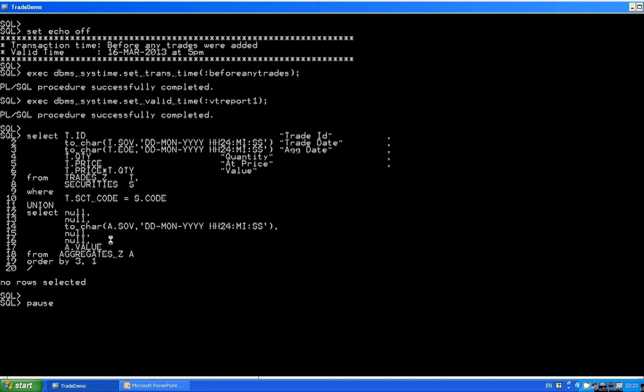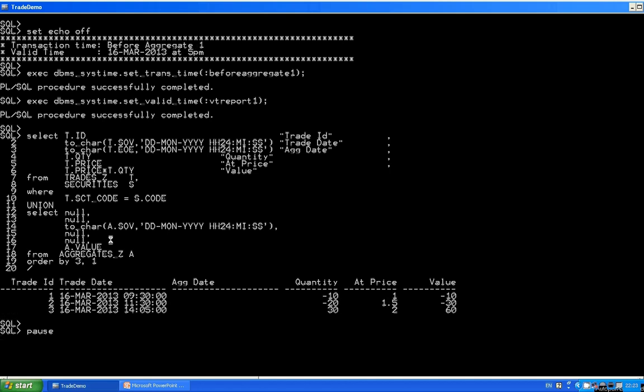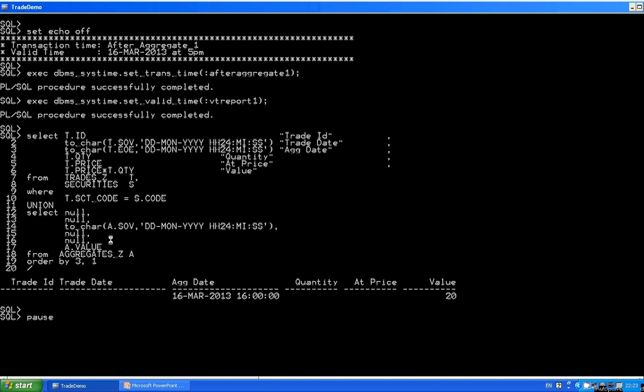So we begin by going to the transaction time before any trades at the 5 p.m. valid time on the first day, and you can see that at that time there were no trades in the system. Before we did the aggregate on the first day, there were 3 trades in the system. After we did the aggregate, there was an aggregate row, and the 3 trades that the aggregate represents had been removed.